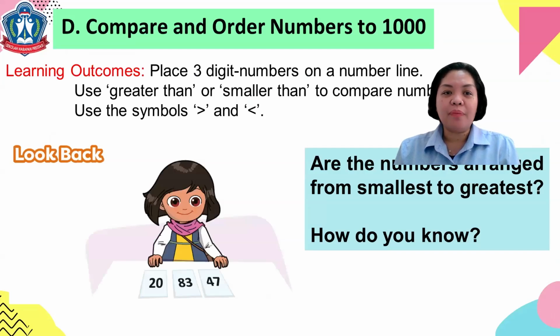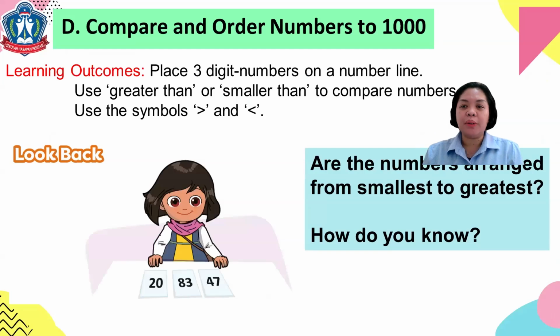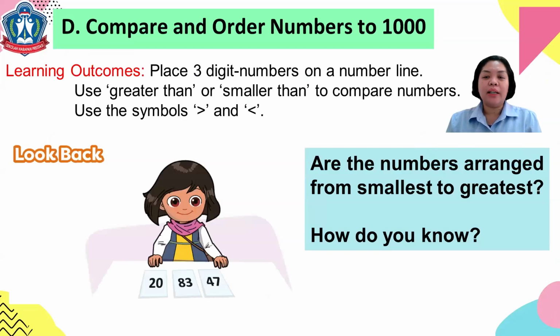Okay, let's start with comparing and ordering numbers to 1,000. The learning outcomes for this lesson are to place three-digit numbers on a number line, and to use greater than or smaller than to compare numbers. Look at this problem. The girl has 20, 83, and 47. Are the numbers arranged from the smallest to greatest? How do you know? Can you arrange these numbers from the smallest to greatest? And children, how do we arrange numbers?